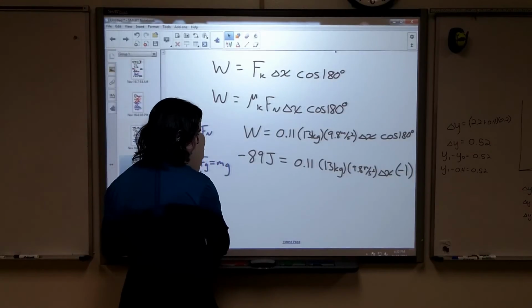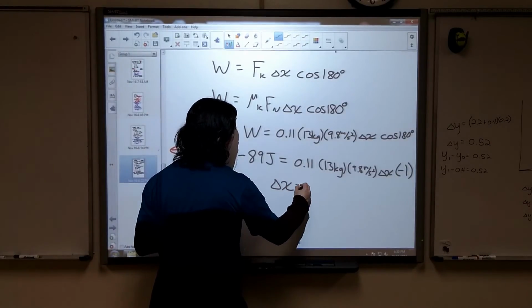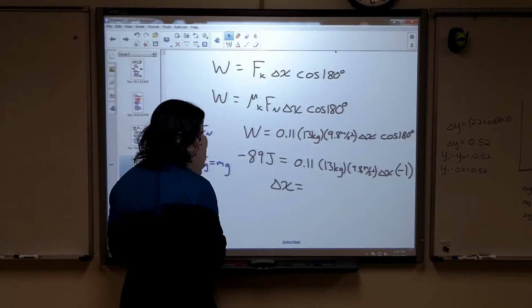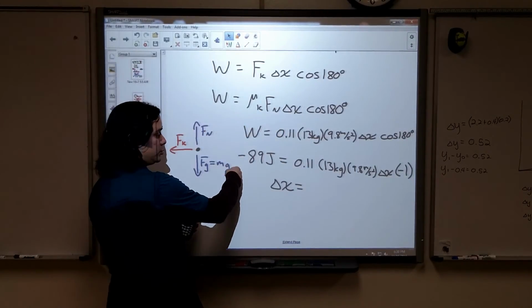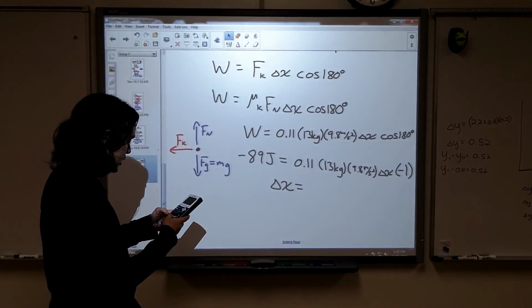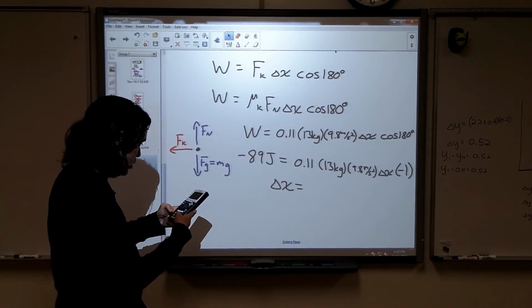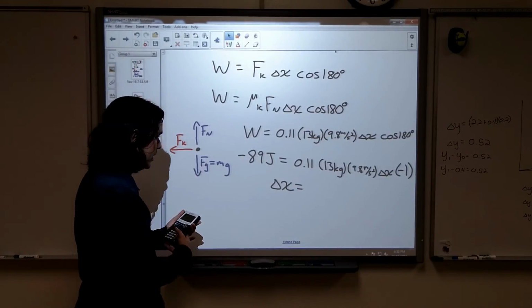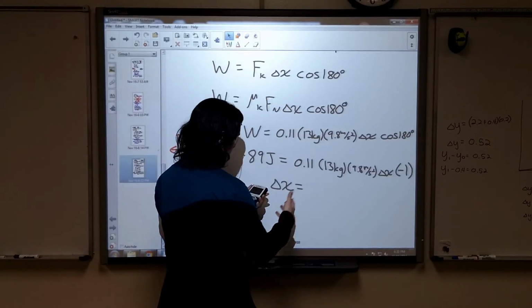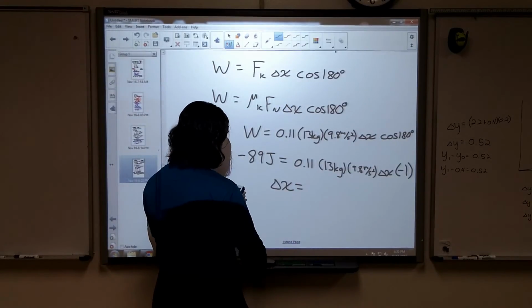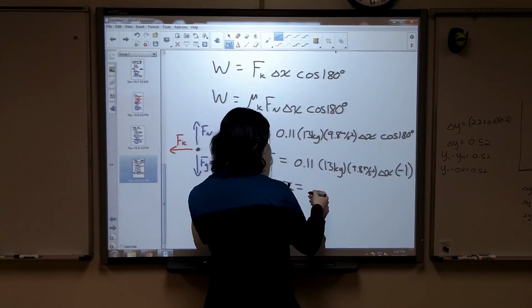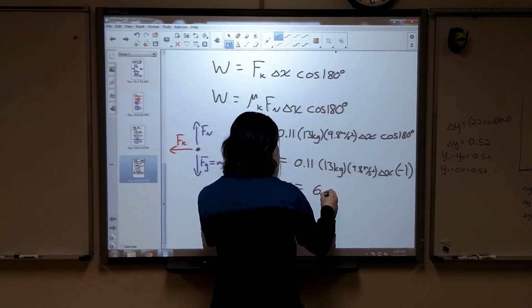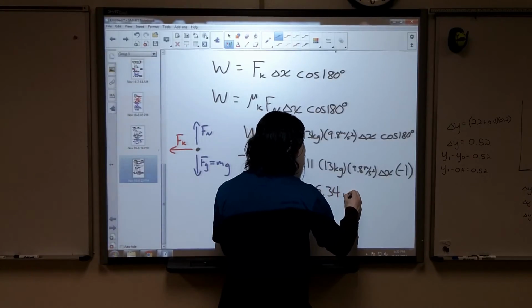I want to solve for delta x, so I'm going to divide by all of these things. I'm going to take 89 divided by 0.11 divided by 13 kilograms divided by 9.81 divided by negative 1, which is what's going to get rid of my negative. And that's going to leave me with just delta x over here. If I've done this correctly, we come up with, I didn't use 89, I just had what was in my calculator here, but that's fine. We get something like 6.34 meters.